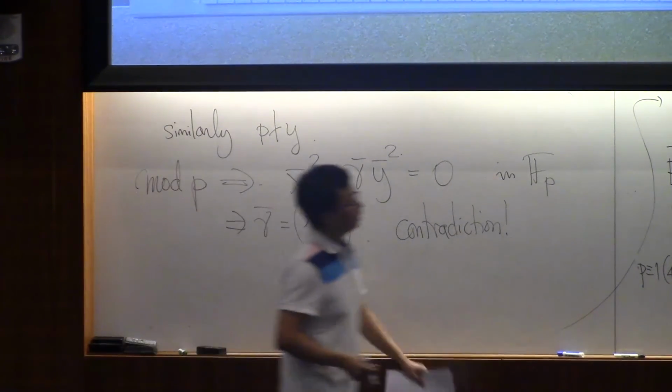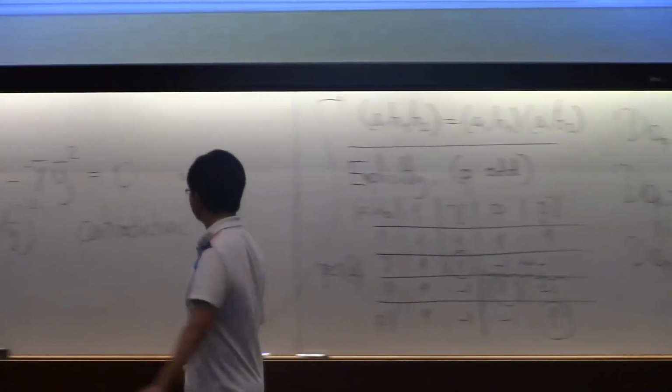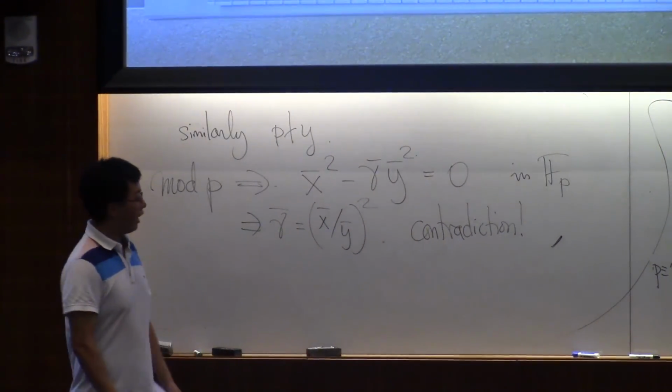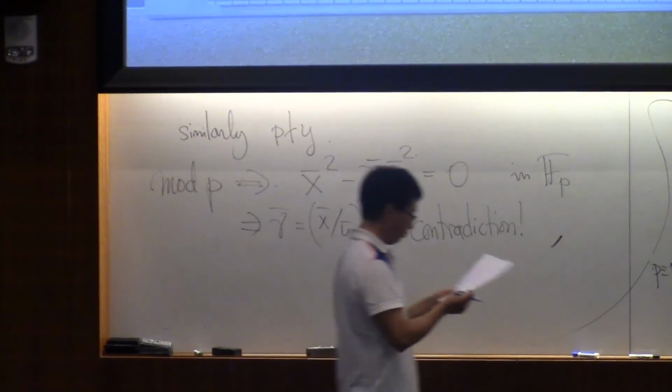Okay. So that shows that these are not isomorphic to the matrix algebra, so therefore I put minus 1 in these boxes. At least when p is congruent to 3 mod 4. And the other case, p congruent to 1 mod 4, you have to do more work.